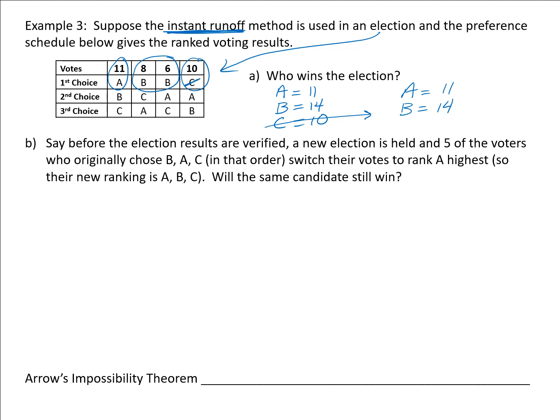They keep the votes they had originally, but we redistribute C's 10 votes. So if C is out of the race, that means C's 10 votes would go to A according to the preference schedule. Those 10 people would get their second choice for A. So we add 10 votes to A's total, and we get 21 votes for A. B has 14. You can clearly see now that A has a majority of the votes, so A wins the election.